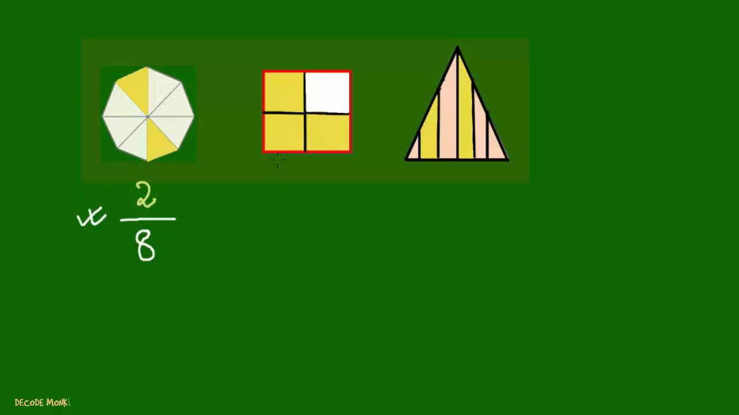Similarly, this figure is a square, partitioned into 4 equal parts: 1, 2, 3, 4. Out of those 4 parts, 3 are shaded yellow: 1, 2 and 3. So 3 represents the number of parts shaded yellow, and the number below the line is the total number of parts, 4. So this is 3/4, and this one is 2/8. We read this as 2/8.